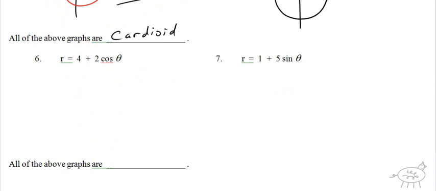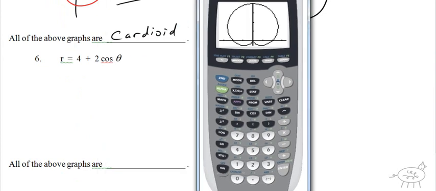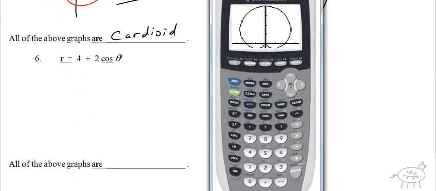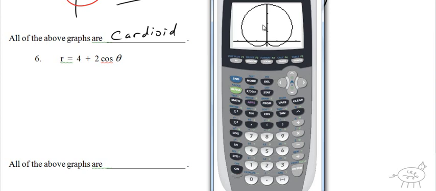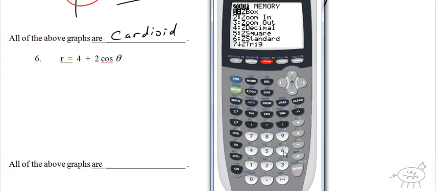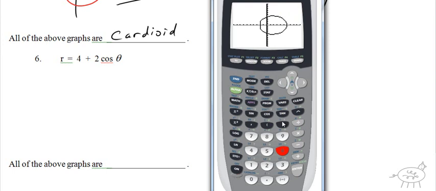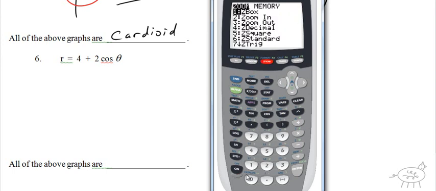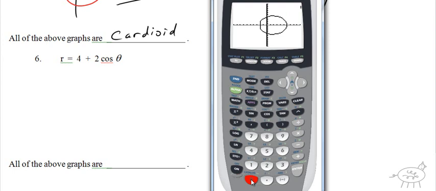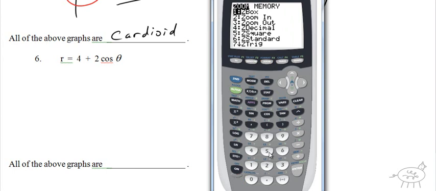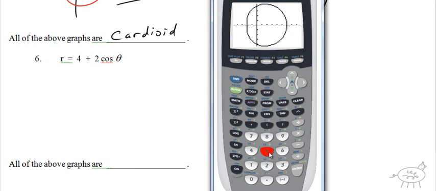Number 6, let's put that one in the graphing calculator. All right, so we're going to have y equals, clear that out of there. It's going to be 4 plus 2 cosine of theta. Okay, so we're going to do zoom 6, always a good one to do. That's kind of interesting. And let's do zoom 0 to fit it kind of on the graph. Okay, and then zoom 5 to square it off. See what it is. So it's interesting.